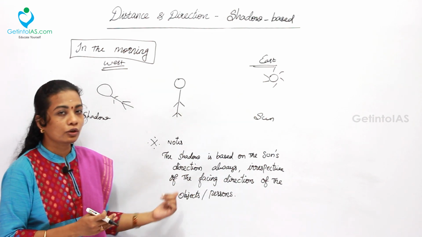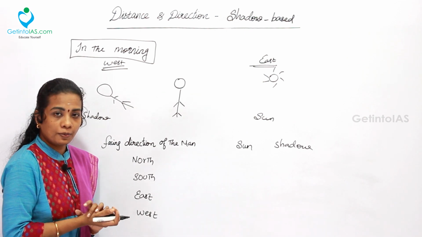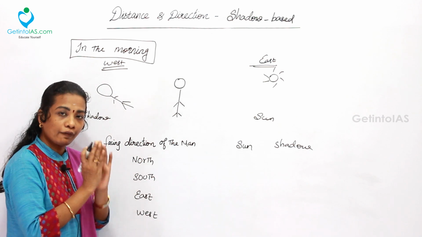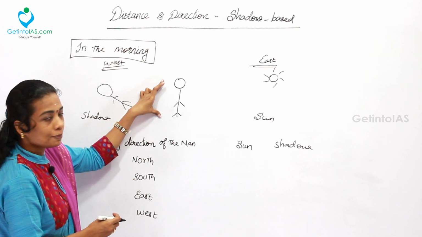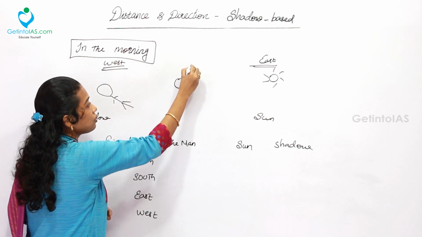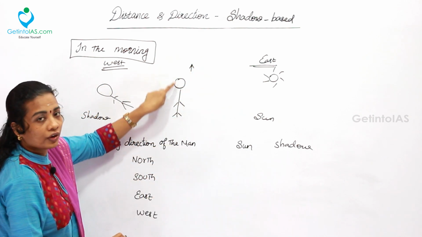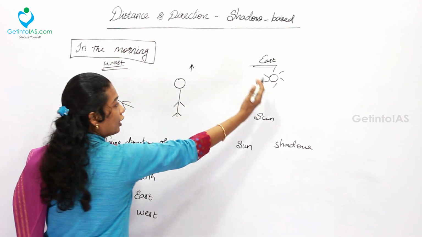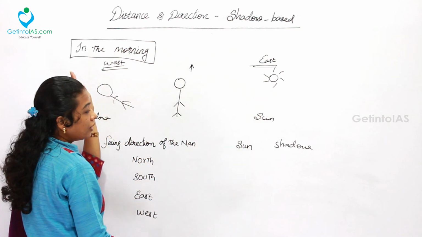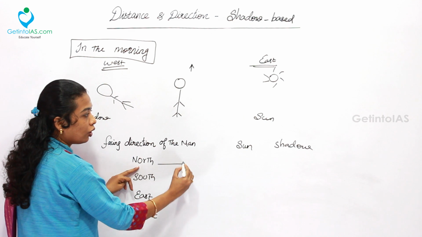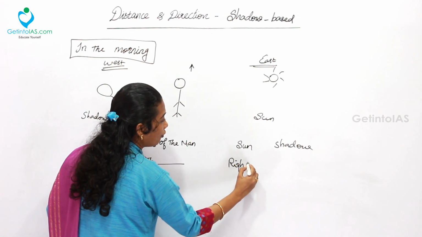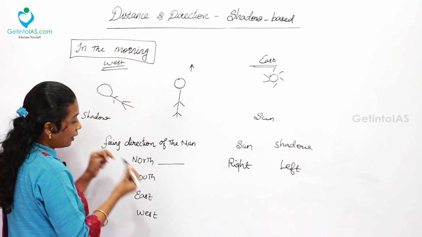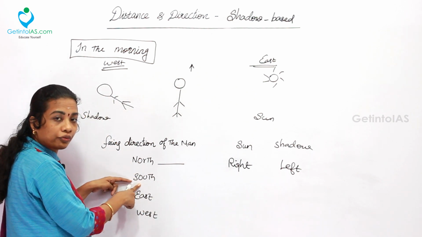That is what we are going to learn now. This concept can be explained with the below example. The facing direction of the person will definitely change, right? So here this person is facing north. If the person is facing north, the sun will be on the right side of him and the shadow will be on the west of him. So while facing north, the sun will be on his right side and the shadow will be on his left side.